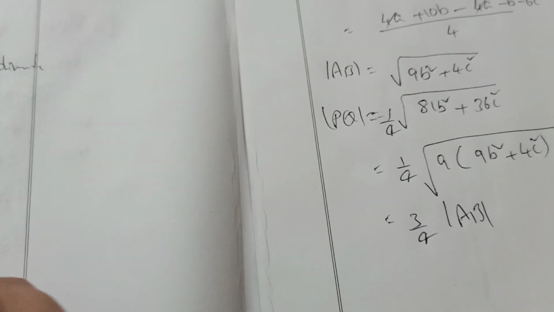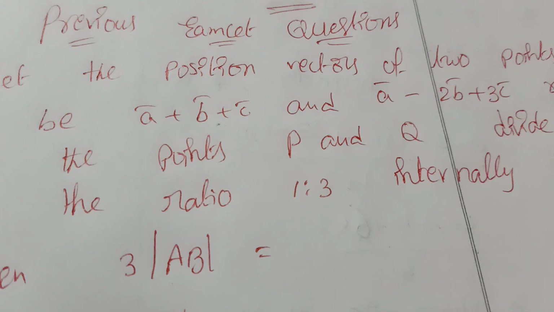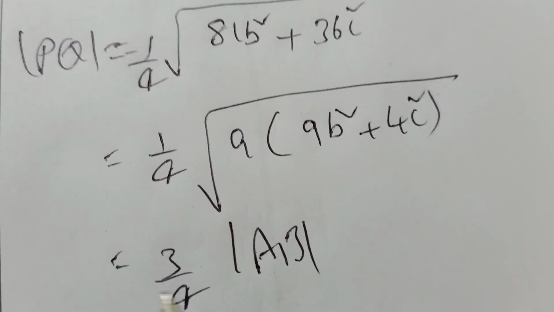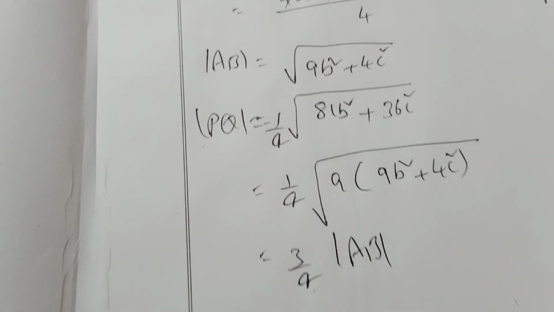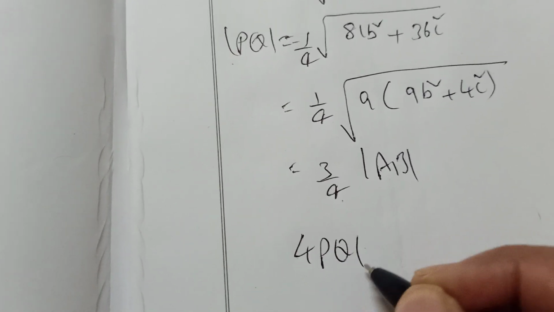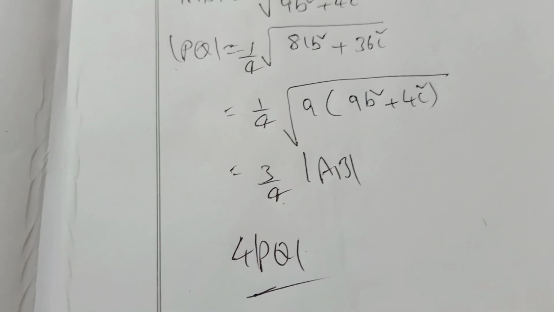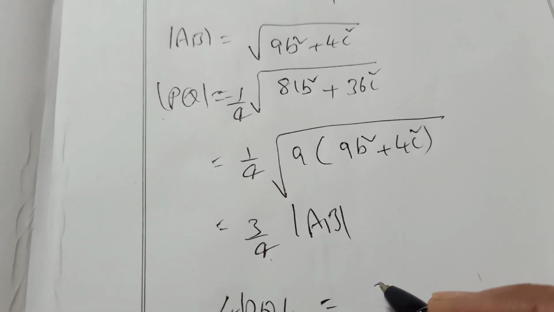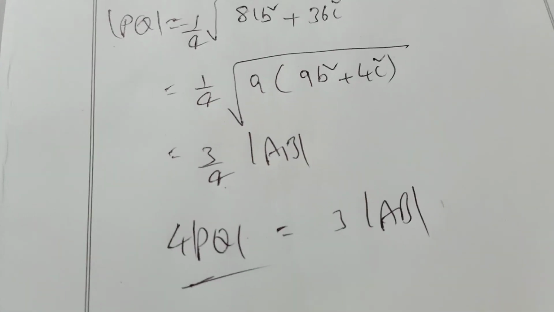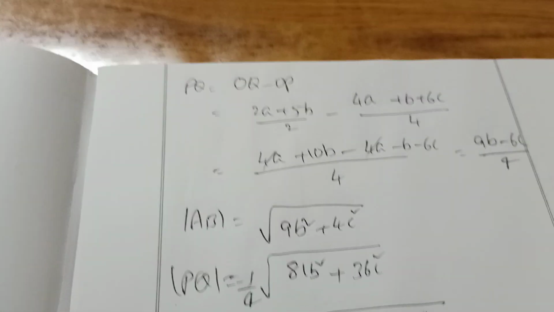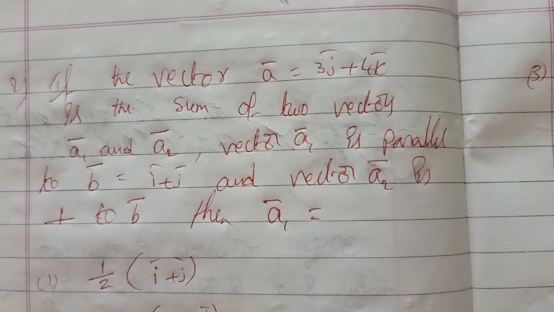Now what is the question? We want 3 into modulus AB, and the answer is 4 into modulus PQ bar. So 3 into modulus AB equals 4 into PQ. Got it? You do it like this.